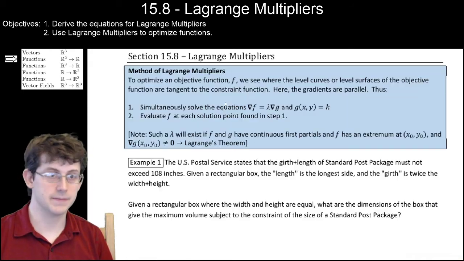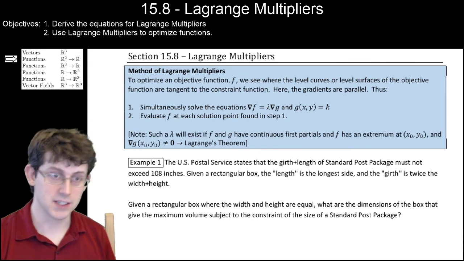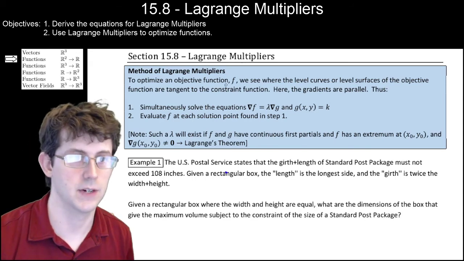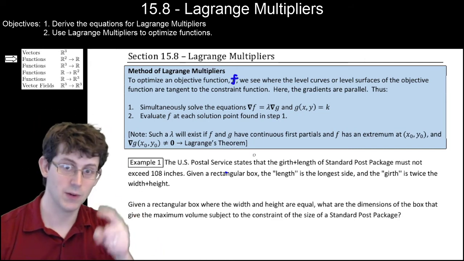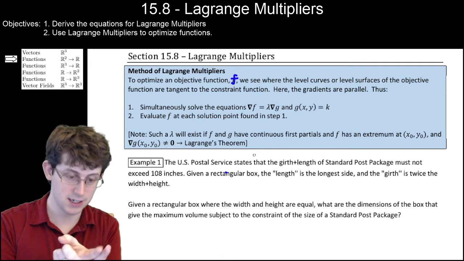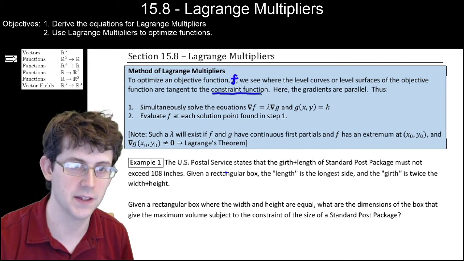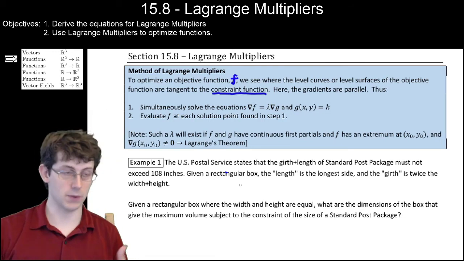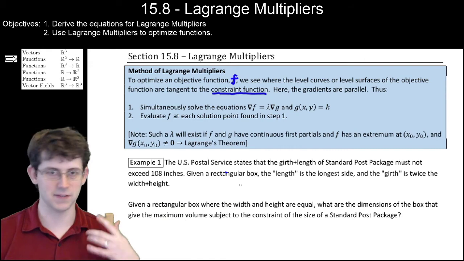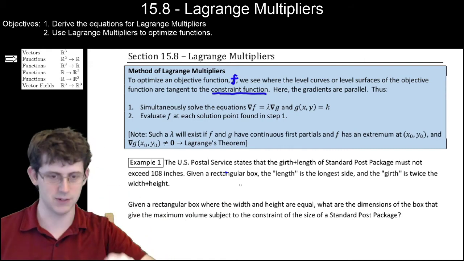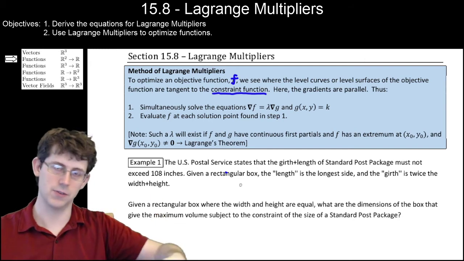So let's do it. So to optimize an objective function, we're calling the objective function f. Here it is. We look at the level curves, and we want the level curves to be tangent to the restriction, which here, this is a better name for it, I'm sorry. It's called the constraint function. The constraint was the rule put in by the USPS. In the real world, you'll have all kinds of different constraints, but there'll be something that stops you from just making $1 billion or shipping a whole house through the Postal Service.